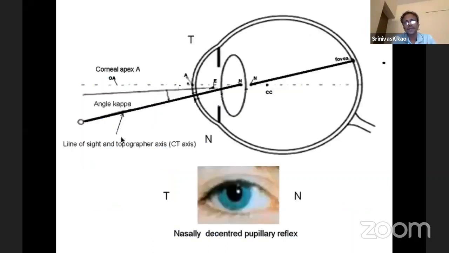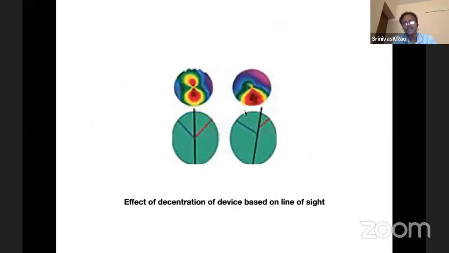So this is the point I was making. Some of us have a fixation axis which is not perfectly aligned. You might have a large angle kappa. So when these people look at a machine, they are not aligning their line of sight with the line of fixation of the machine's cone. And when this happens, you can get an inferior radial steepening.